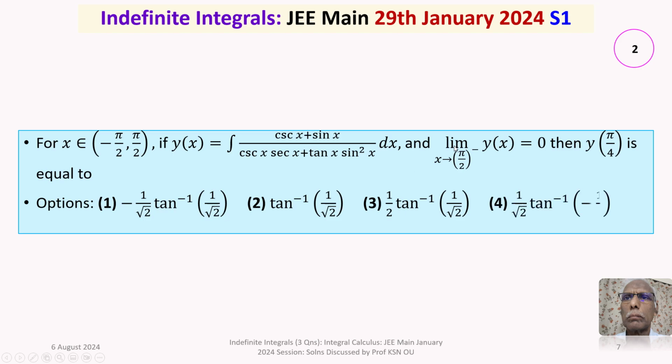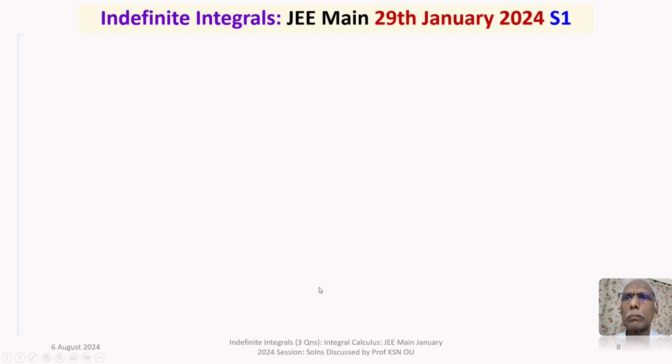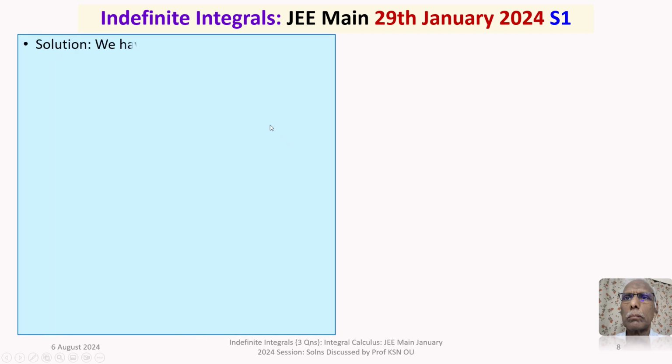And it is given to you that the limit of y of x as x tends to pi by 2 from the left is equal to 0. Then the value of y at pi by 4 is equal to, we are given 4 options. Let's now discuss the solution of the problem in detail in the next slide.